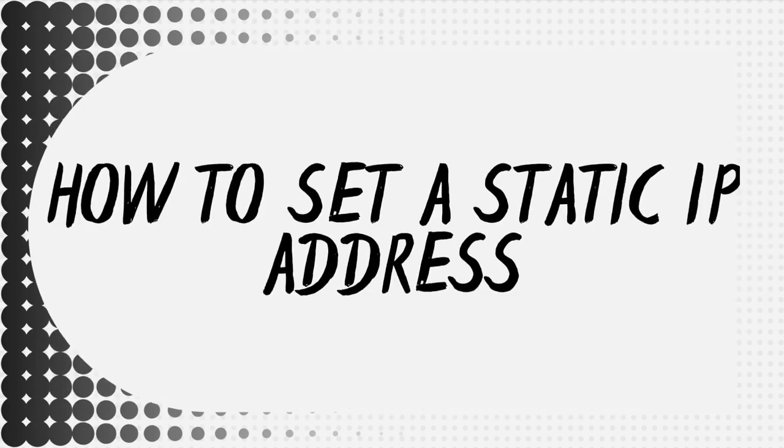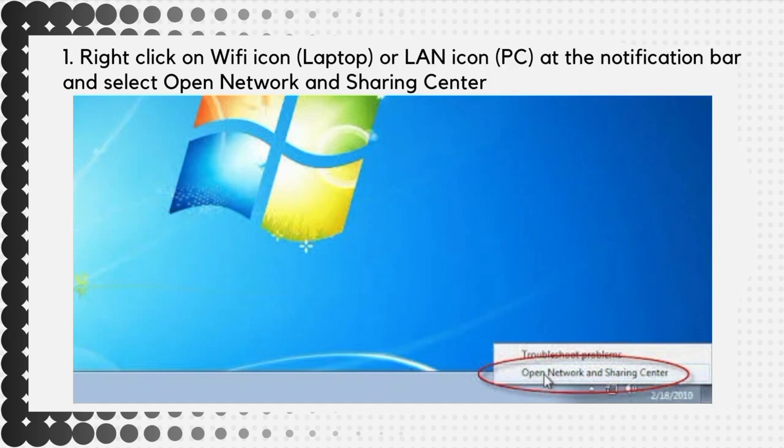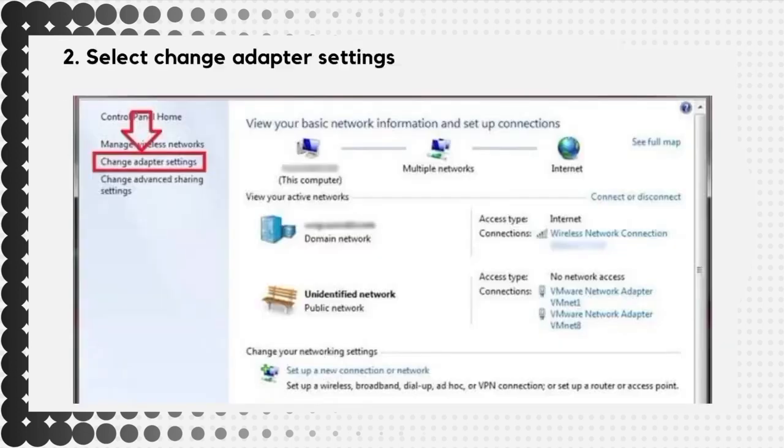Now, let's go over how to set a static IP address. Normally, your computer has a dynamic IP address. To find out what it is, you can open the command prompt and enter the command ipconfig. To permanently set it as your static IP, follow these steps. First, right-click the Wi-Fi icon for laptops or the LAN icon for PCs in the notification bar and select Open Network and Sharing Center. Step 2 is select Change adapter settings. You can see in the picture where the arrow is pointing; that is what you select.